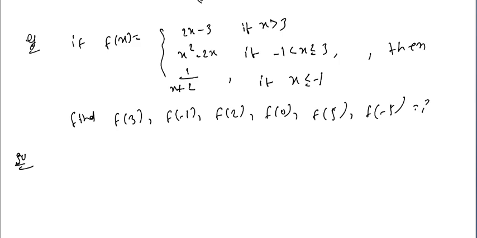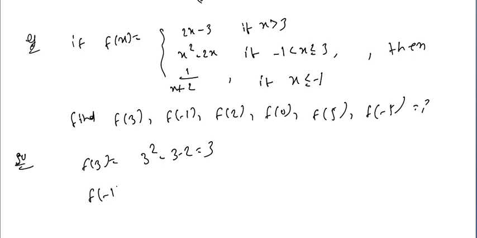Just check in which condition 3 is lying. Just see here, is 3 present here? No. Is 3 in this section present? Yes. Then you will put 3 in this part because x equal to 3 is there. So what is f of 3? F of 3 is 3 square minus 3 into 2, that is equal to 3.